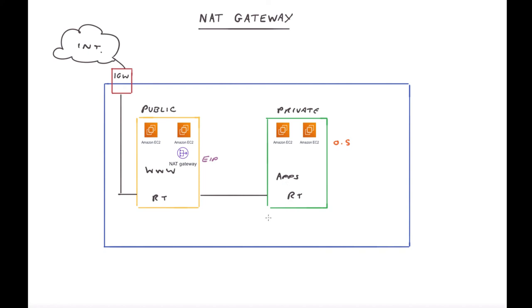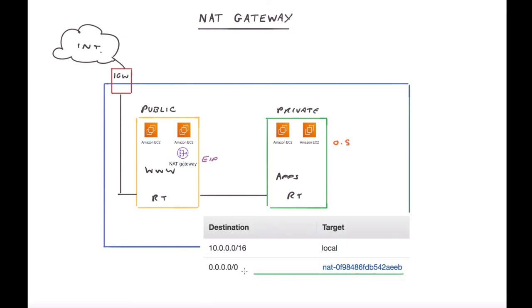Now, once we have our NAT gateway set up and configured, we need to update the route table of our private subnet. By default, our route table in our private subnet will just have the local route that all route tables have. But if we update that to provide a route to the NAT gateway, we can see that I've added this additional route in here. Now, this looks very familiar to the route we add to the public subnet to get access to the internet via the internet gateway. And it is essentially the same.